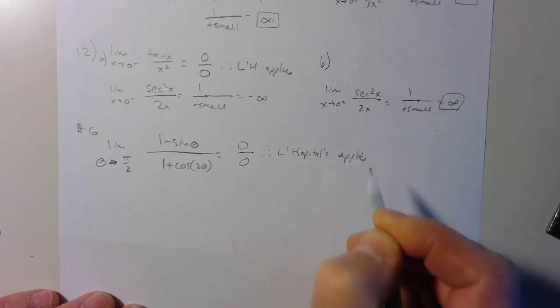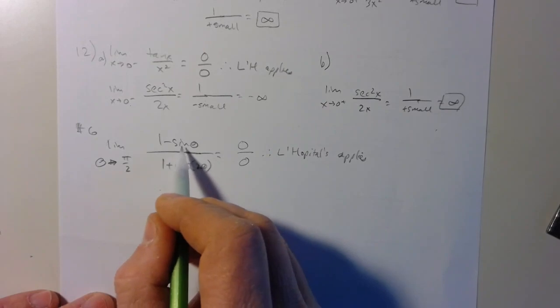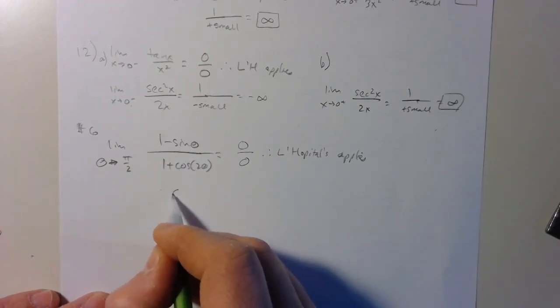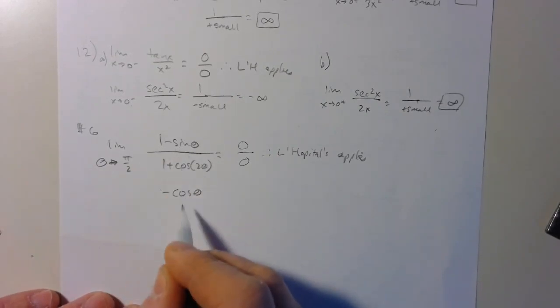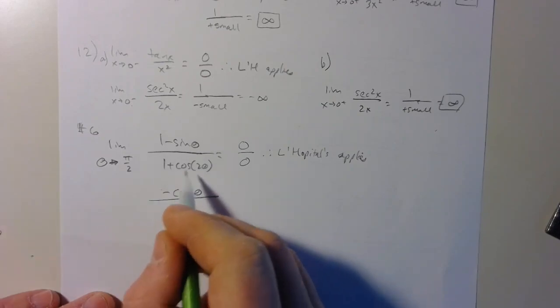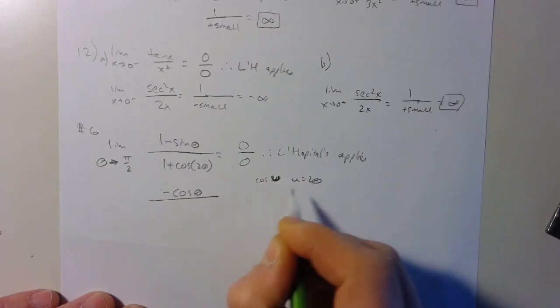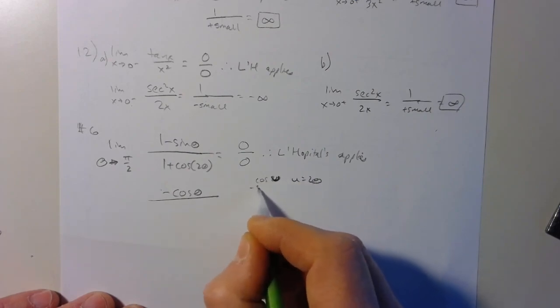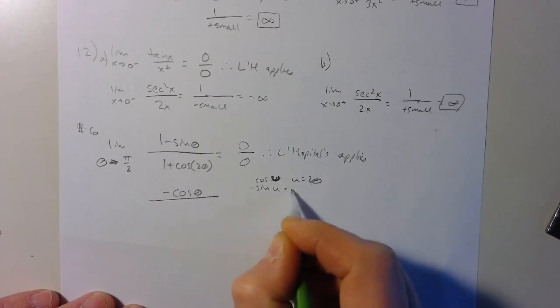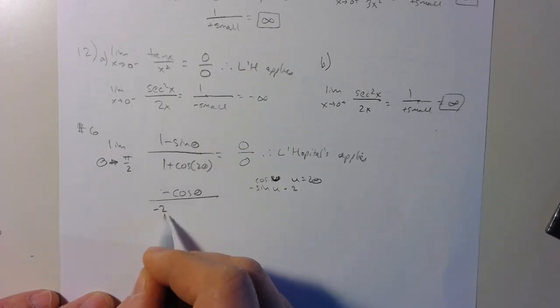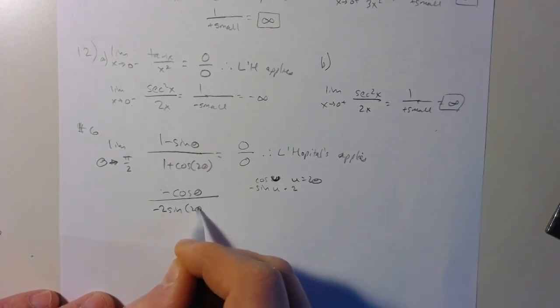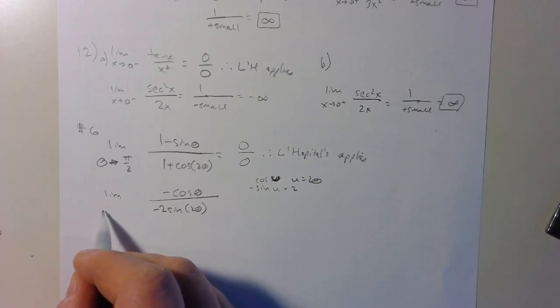Okay, so we take the derivative of the top, and the derivative of sine is cosine. I do have a negative sign out in front, so I'll keep that. For the denominator, I am going to need to use a little bit of chain rule there. So if you need to write it out, then write it out. The derivative being negative sine times 2, so negative 2 sine of 2 theta. Okay, now let's try again.